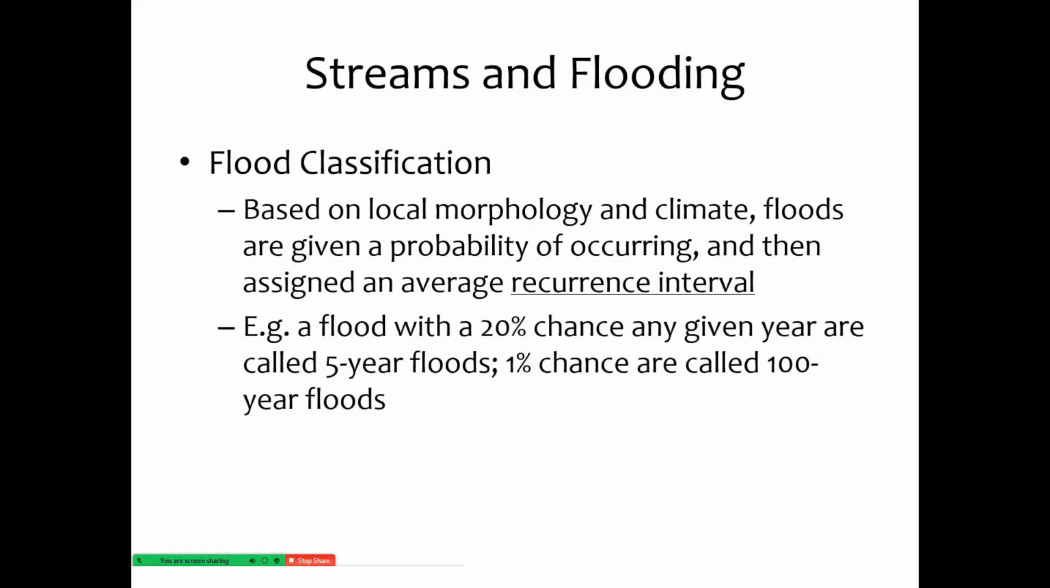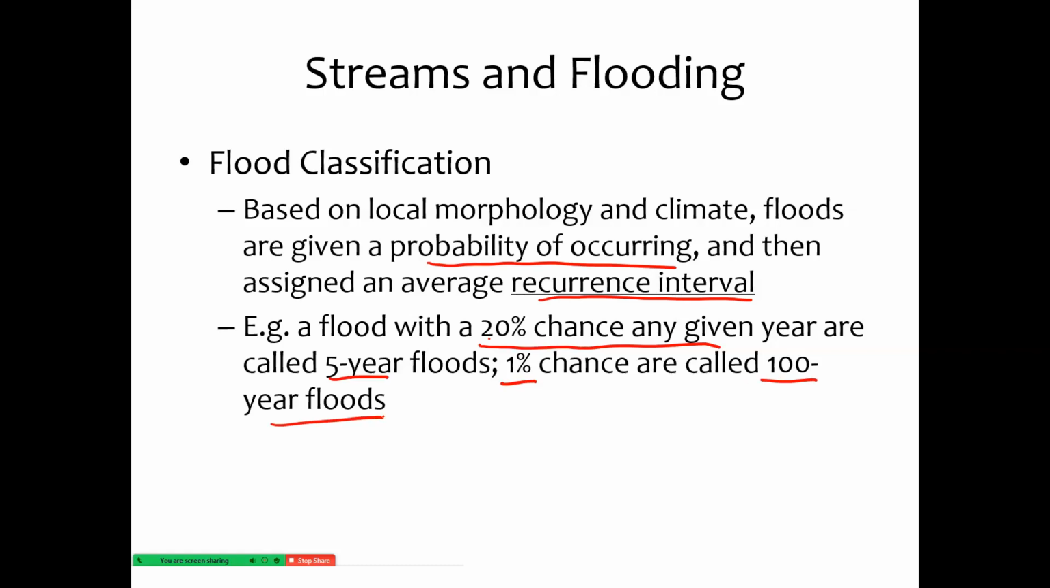Floods are often classified based on local morphology and climate, and they are given a probability of occurring in any given year usually. And then they are assigned a recurrence interval based on that. So for example, a particular flood in an area might have a 20% chance any given year of happening. Because it has a 20% chance out of 100%, that's 1 in 5, they're going to be called 5-year floods. Doesn't mean they happen every 5 years, but it means that on average, they'll happen every 5 years. 1% chance, that's 1 in 100, those are called 100-year floods.